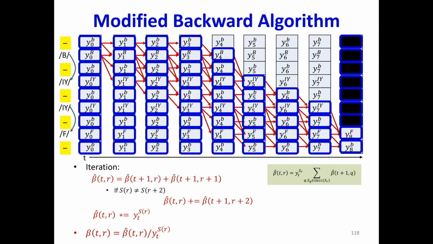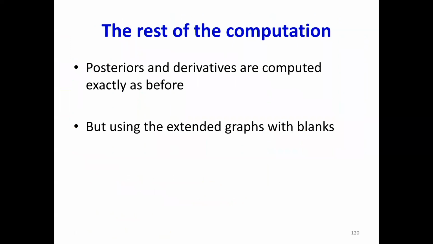For the symbols, if the next symbol is not the same symbol, then you're going to have 3 children. Otherwise, if it's a repetition, you have only 2 children. So you add those 3 betas and then finally multiply in the node probability. And then eventually, when all the beta hats are computed, you divide by the node probability itself to get the betas. And the rest, the gammas and such like, are computed exactly as before. So nothing fancy.